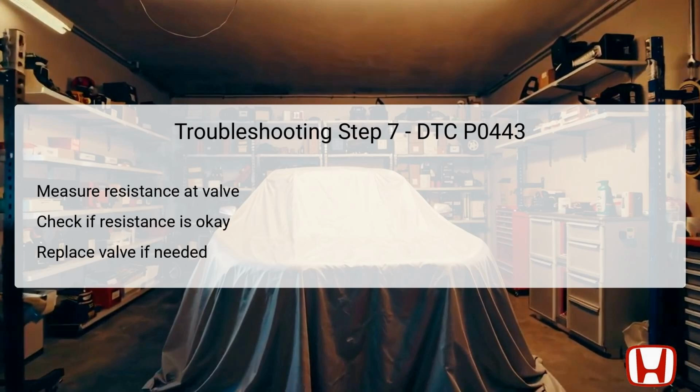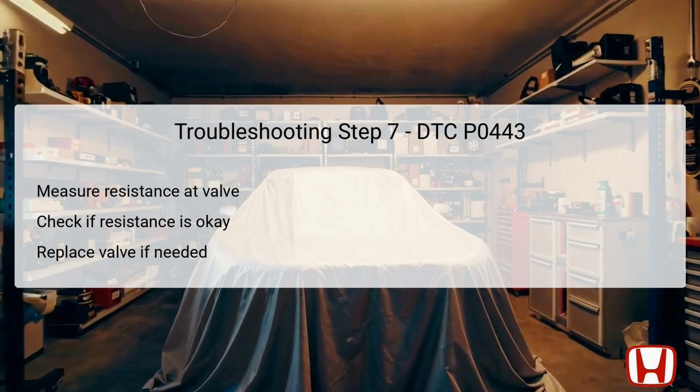The final step for diagnosing the DTC P0443 focuses on assessing the internal resistance of the EVAP Canister Purge valve itself. Ensure that the vehicle is in the off position and that both the EVAP Canister Purge valve 2P connector and the PCM connector are disconnected. Using a multimeter, measure the resistance between test points on the valve's 2P connector.